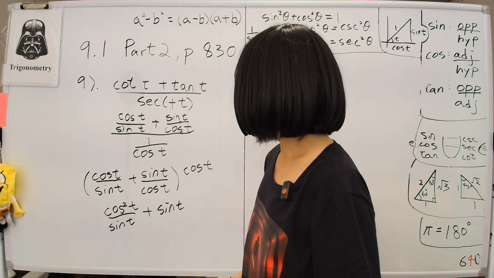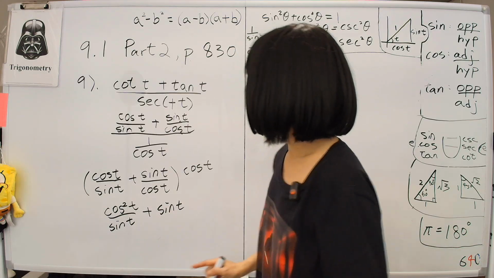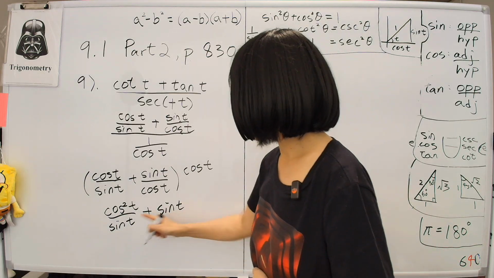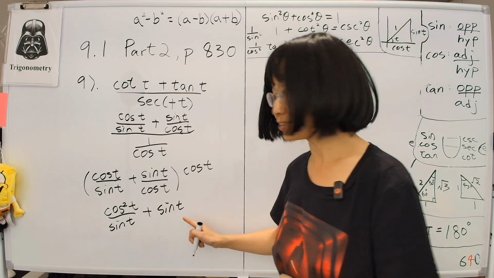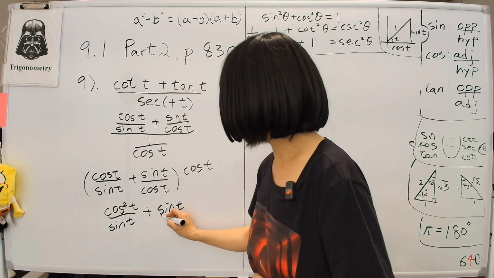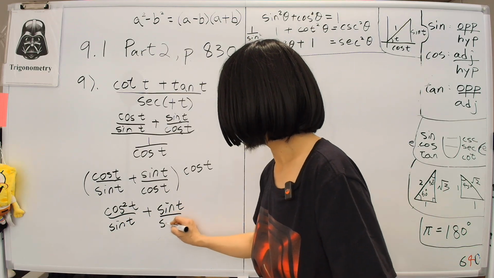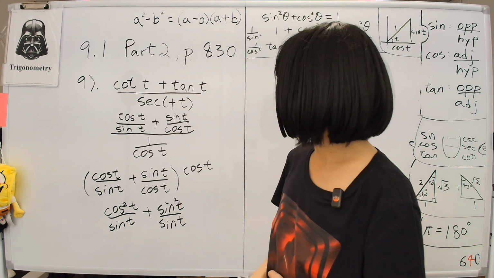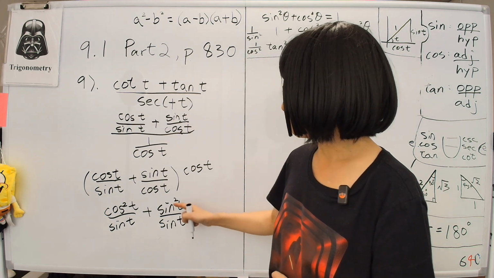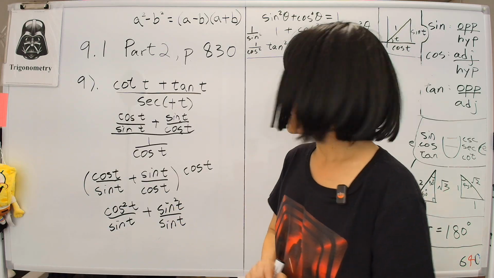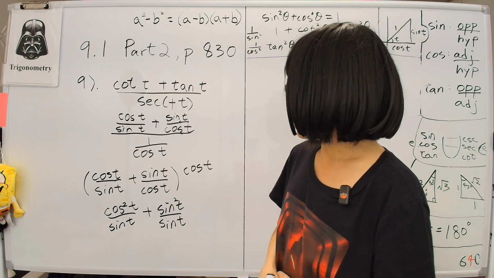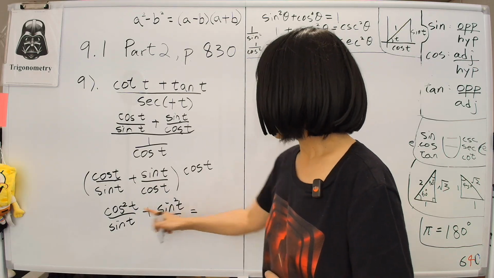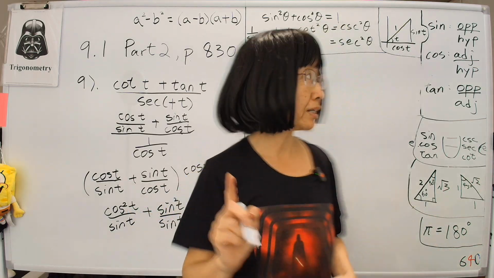So then, what else is there to do? Well, we can put in the common denominator, because if we do, we'll put a sine of t right here too. Then this will become sine squared, right? Because it was sine of t before, which is sine squared over sine. So this is equal to cosine squared plus sine squared equals 1.